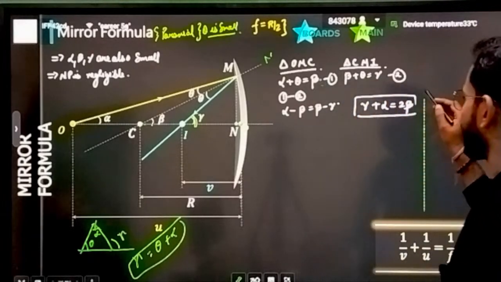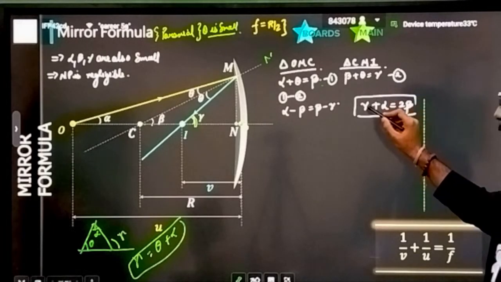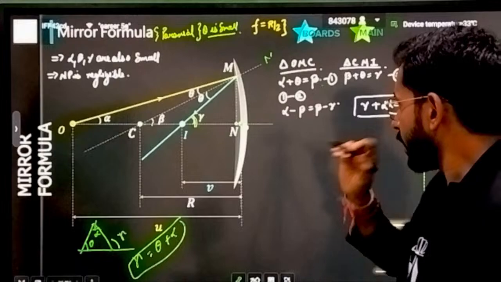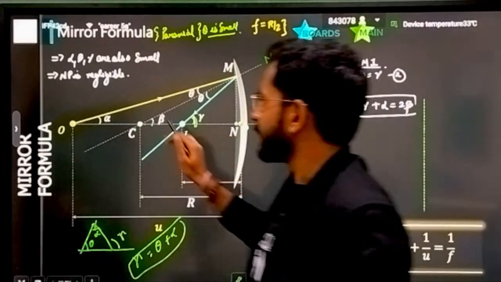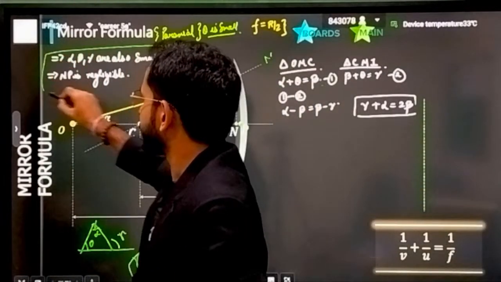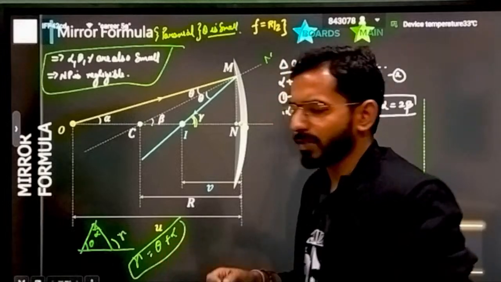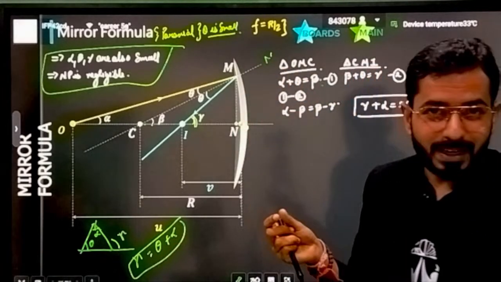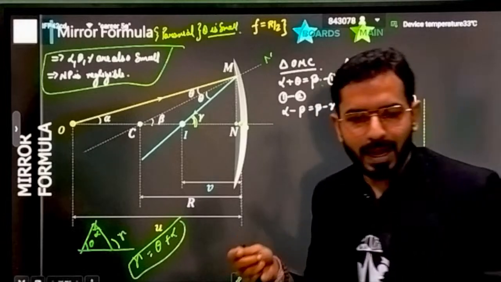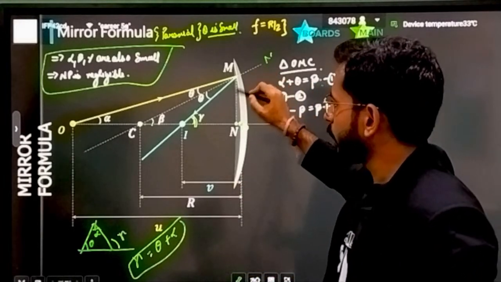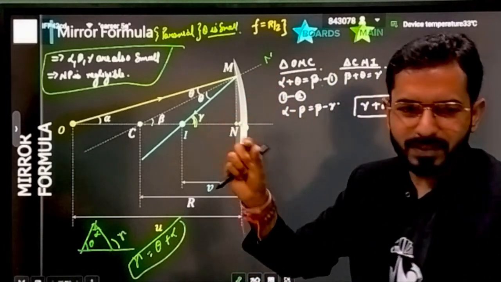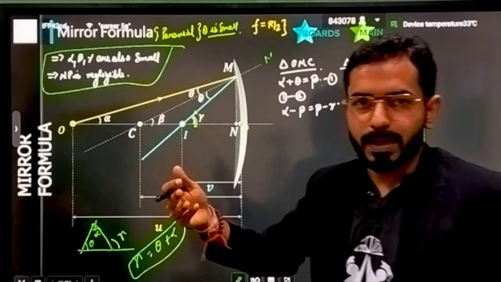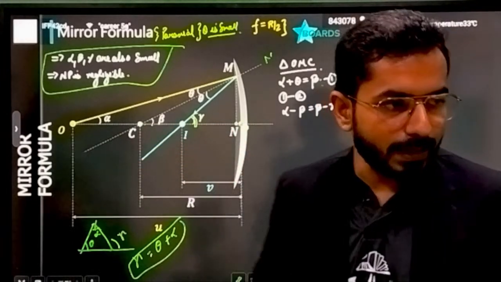So the result that you will get after subtracting both these equations is gamma plus alpha is equal to 2 beta. Now the assumption given here is that all these angles are very small. If all these angles are very small, this distance NP is also negligible. That means at the place of N, because I have dropped a perpendicular from there, there will be some distance, but that is a very negligible distance because the angles are very small. यहाँ पे बड़ा दिख रहा है because I have to explain. Otherwise, these angles are literally negligible.